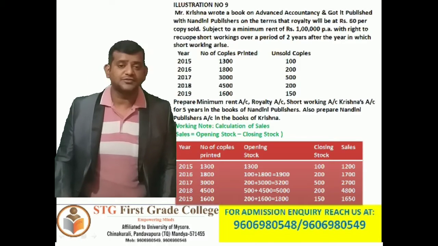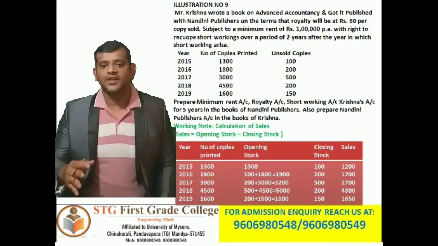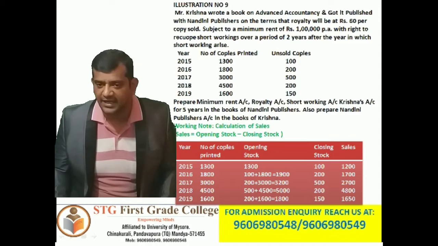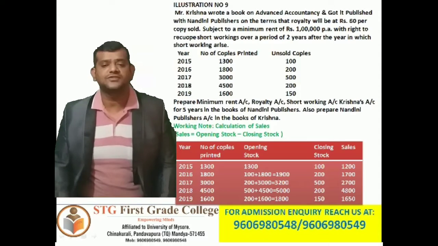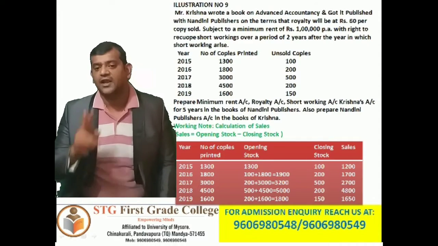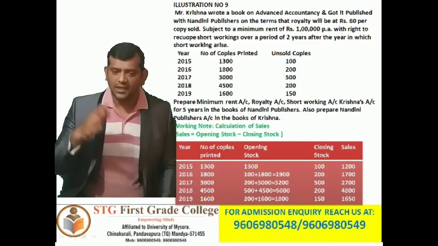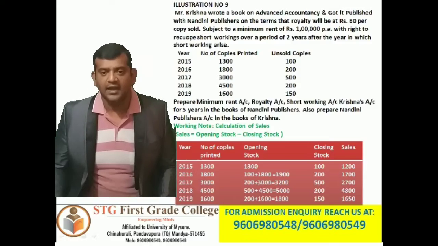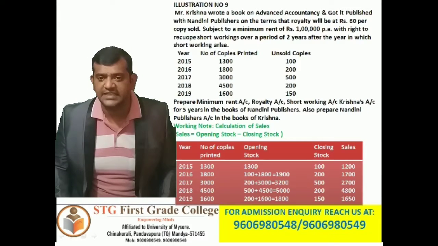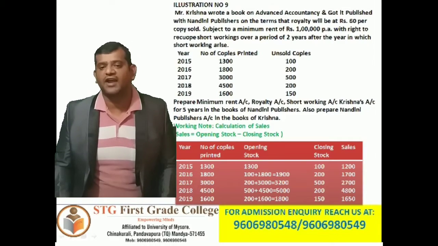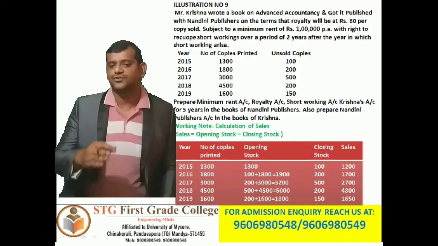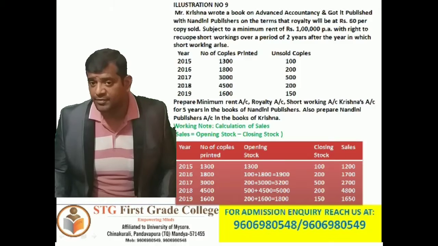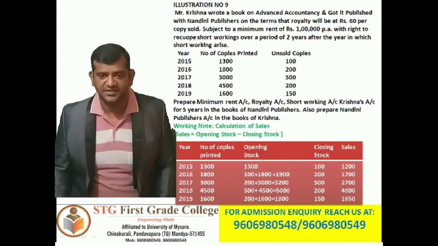In the year 2017, how many books have been printed? 3000 books have been printed. Clear? So what was the closing stock of the previous year? 200 books. 200 plus 3000, 3,200. So in the year 2017, unsold books were 500. So 3,200 minus 500, 2,700 books were sold in the year 2017.